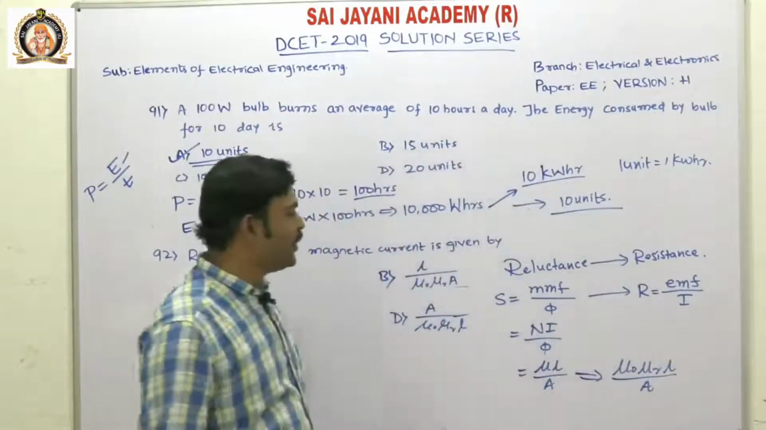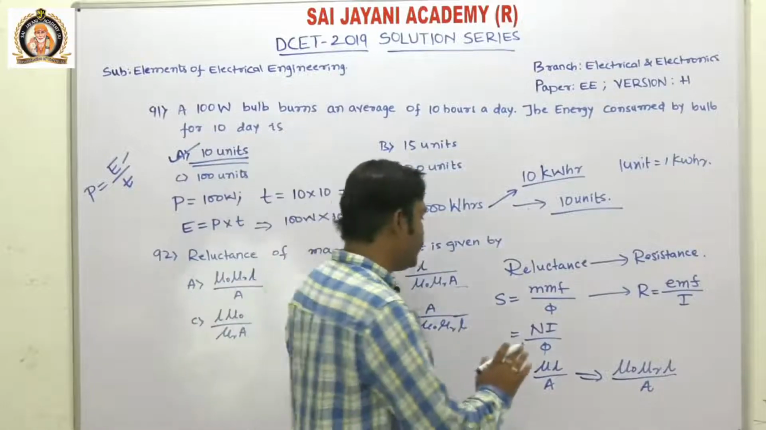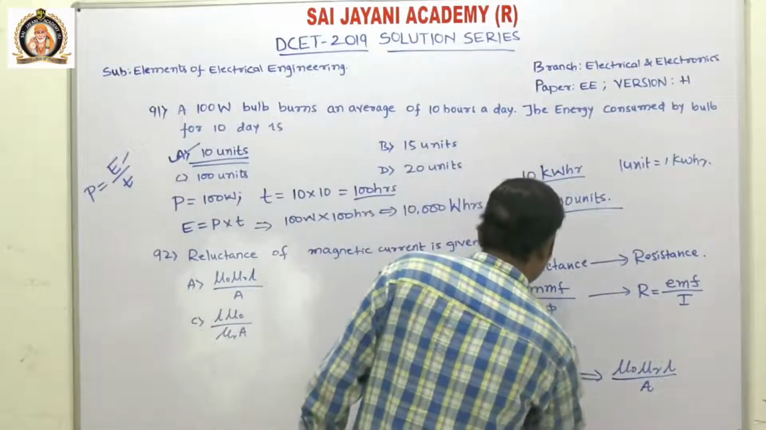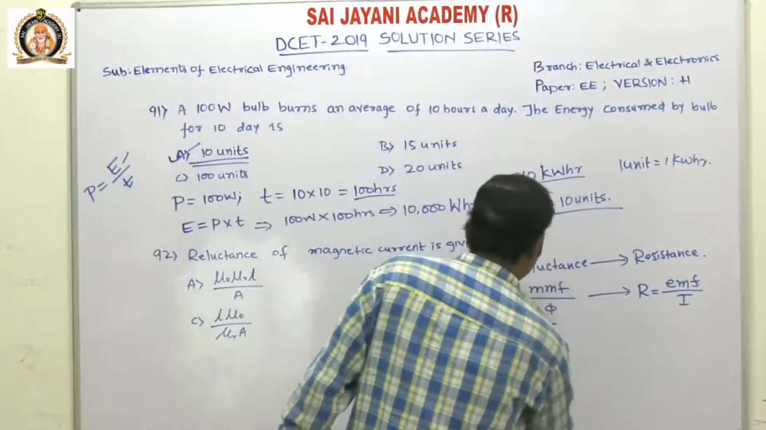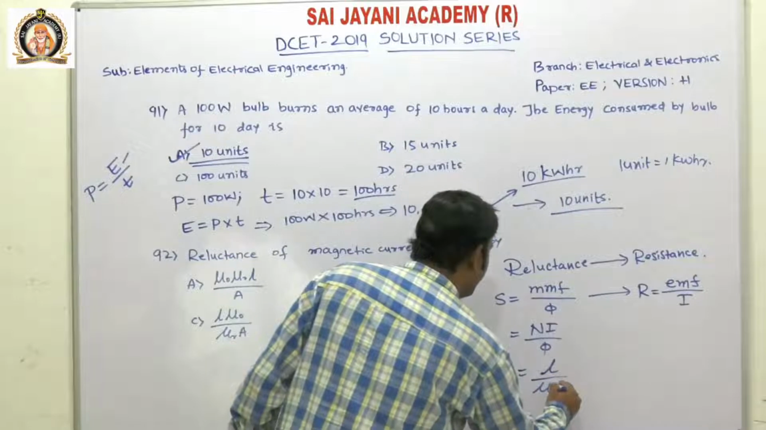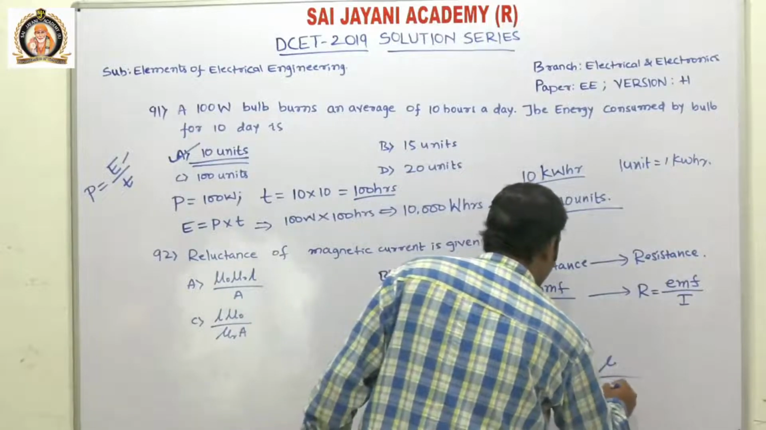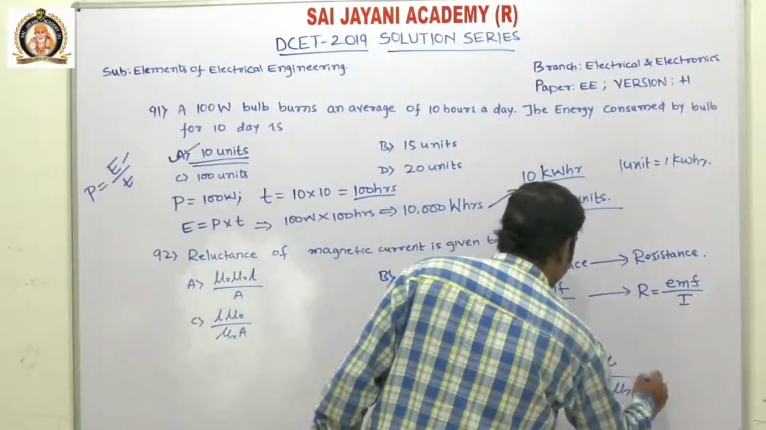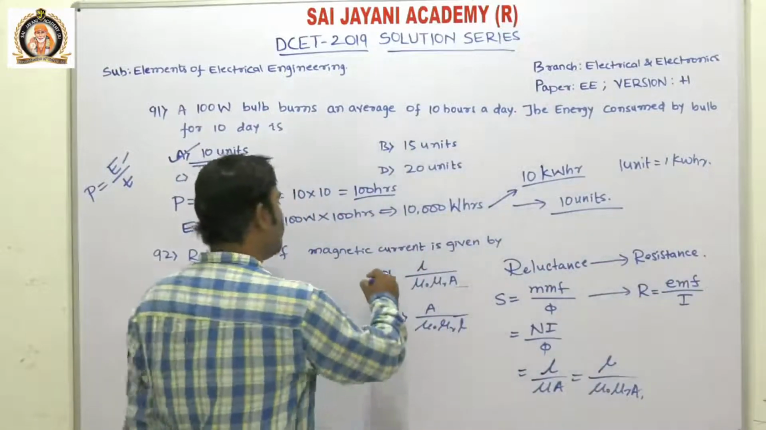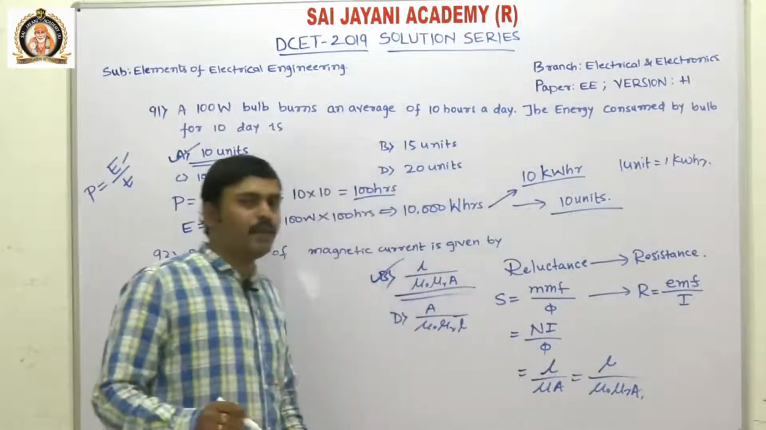So which option is right? Sorry, this can be given by L divided by mu into A. So this can be written as L divided by mu naught mu r into A. So option B, L divided by mu naught mu r into A, is the right answer.